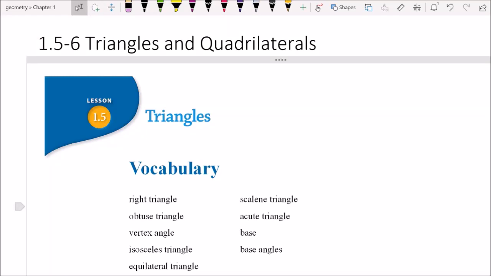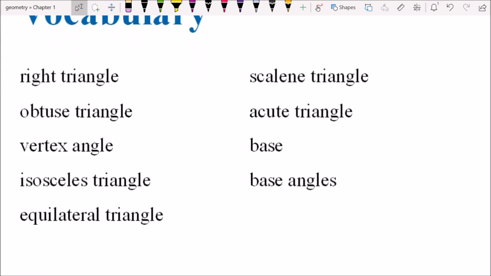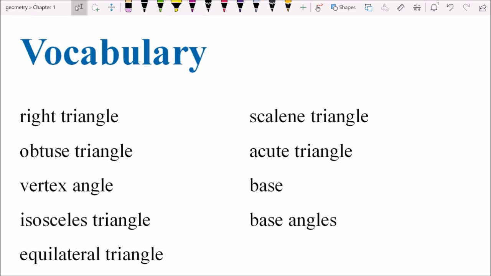In today's video, we're going to focus on some vocabulary and some definitions relating to triangles and quadrilaterals. Now remember, triangles means they have three sides. Quad, that's four, so quadrilateral is four-sided closed figures. Let's start off with some vocabulary. Some of these are going to be, I think, fairly obvious.